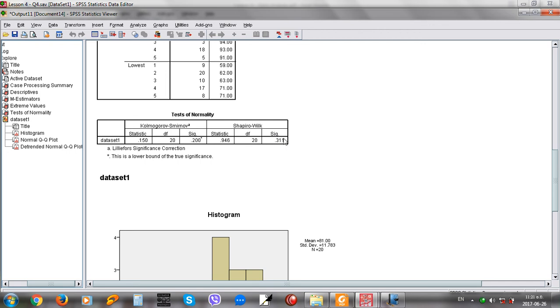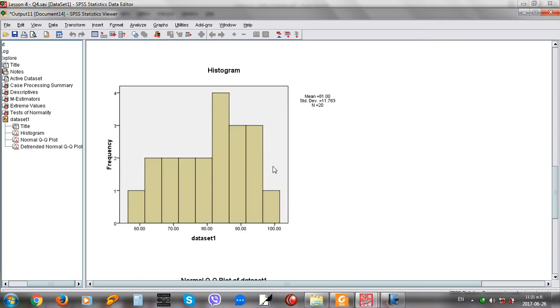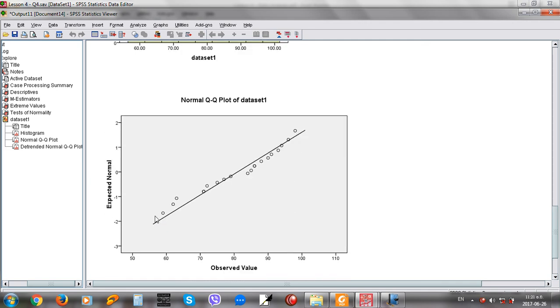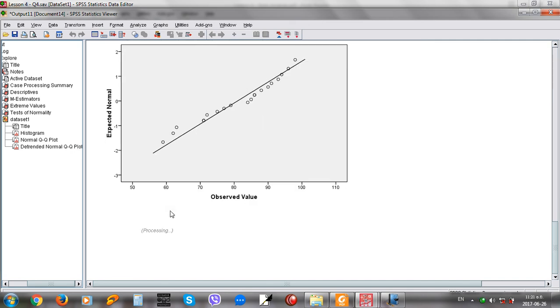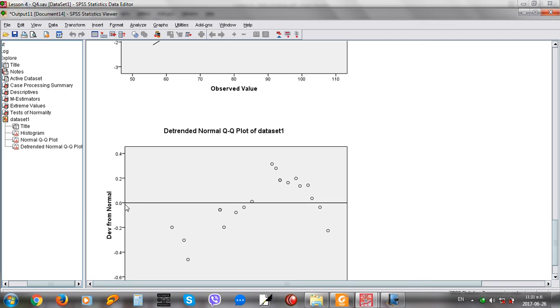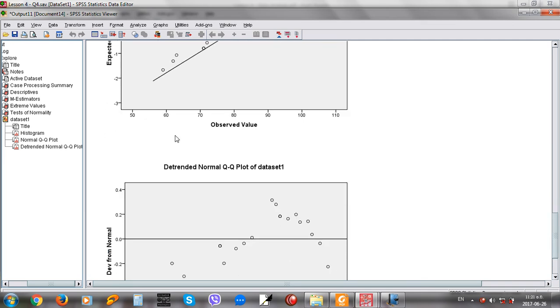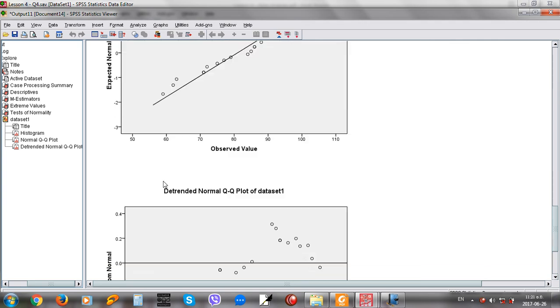If we consider the value, that is 0.311, which is greater than 0.05. It means the data is normally distributed. You can see the histogram, but there is no curve. Here is the normal QQ plot, which is linear. If the QQ plot is linear, and the dependent one is also linear, then you can say it is normally distributed.